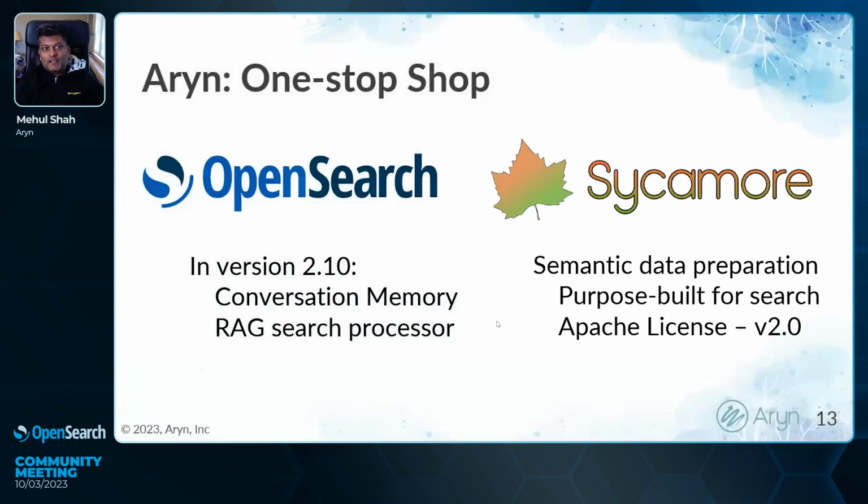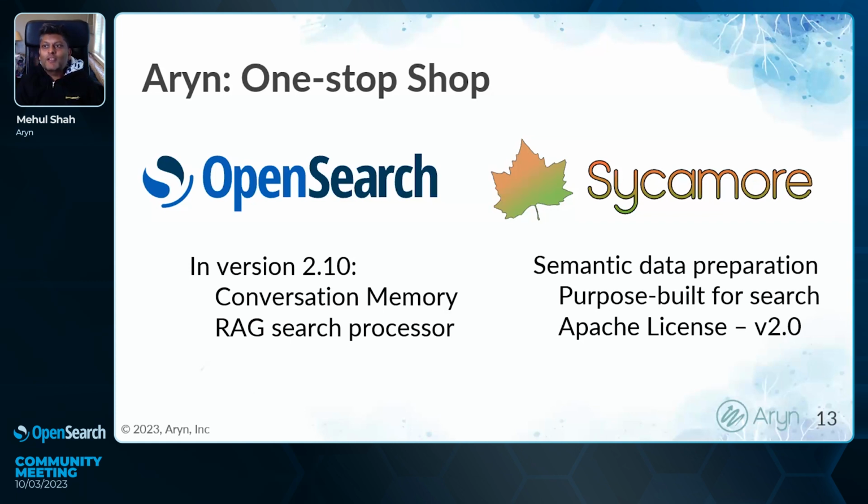So what we've done in Aryn is we've done two things. One, David talked about, 2.10. We've released conversational capabilities in OpenSearch. Why OpenSearch? It's a tried and true, open source search engine. People use it in production. Thousands of customers are using it in production every day. Thousands of developers use it for their projects every day.